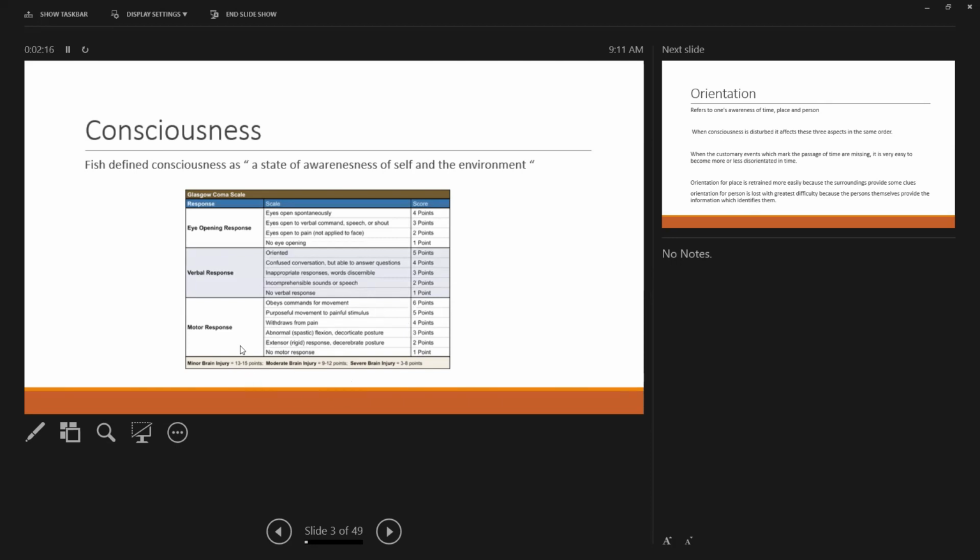So in minor brain injury, the total Glasgow Coma Scale is 13 to 15. In moderate brain injury, it is 9 to 12, and in severe brain injury, it is 3 to 8 points.